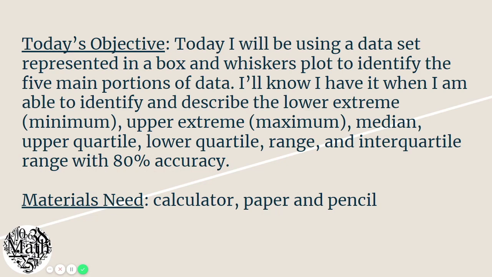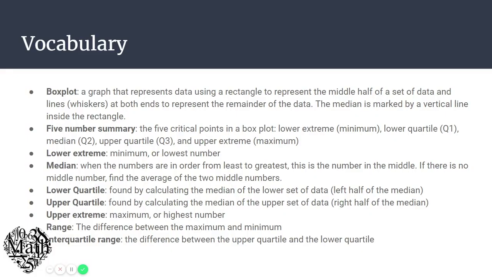So today's objective is that you'll be using a data set represented already in a box and whisker plot to identify the 5 main portions of data. You'll know that you have it when you're able to identify and describe the lower extreme, also known as the minimum, the upper extreme, also known as the maximum, the median, the upper quartile, lower quartile, range, and interquartile range with 80% accuracy. You'll need a calculator, paper, and pencil.